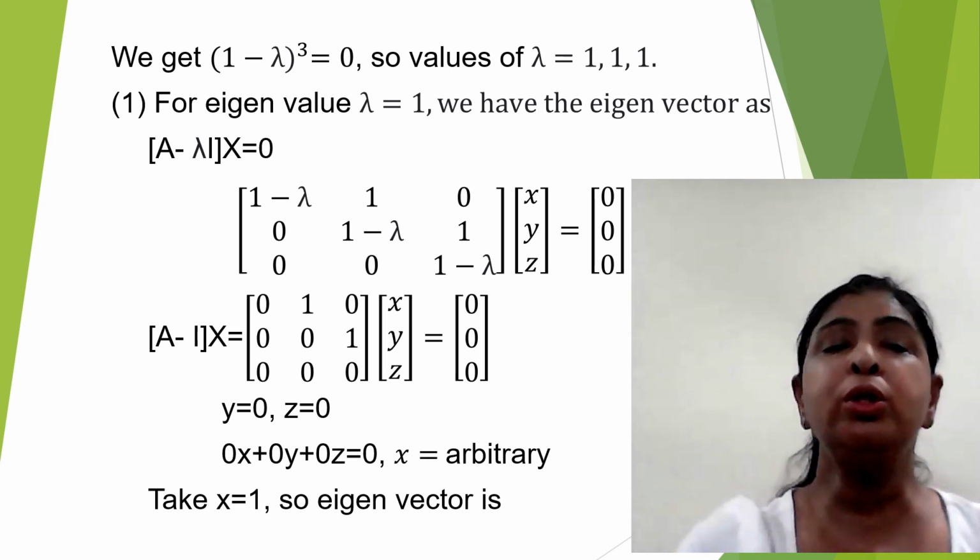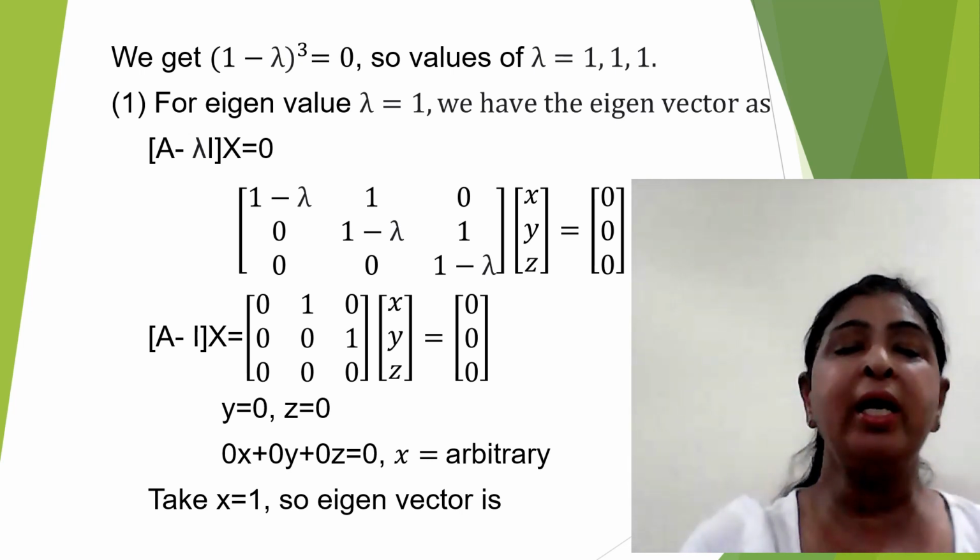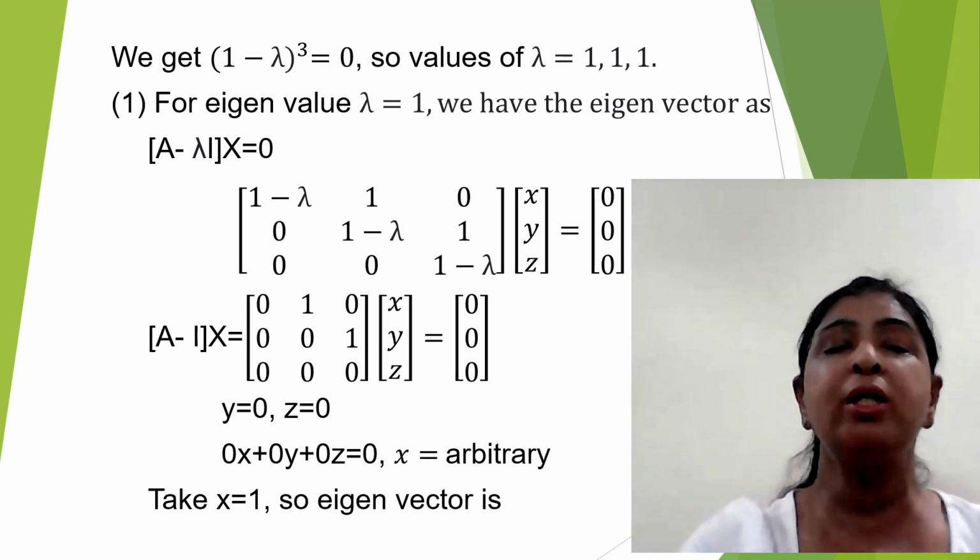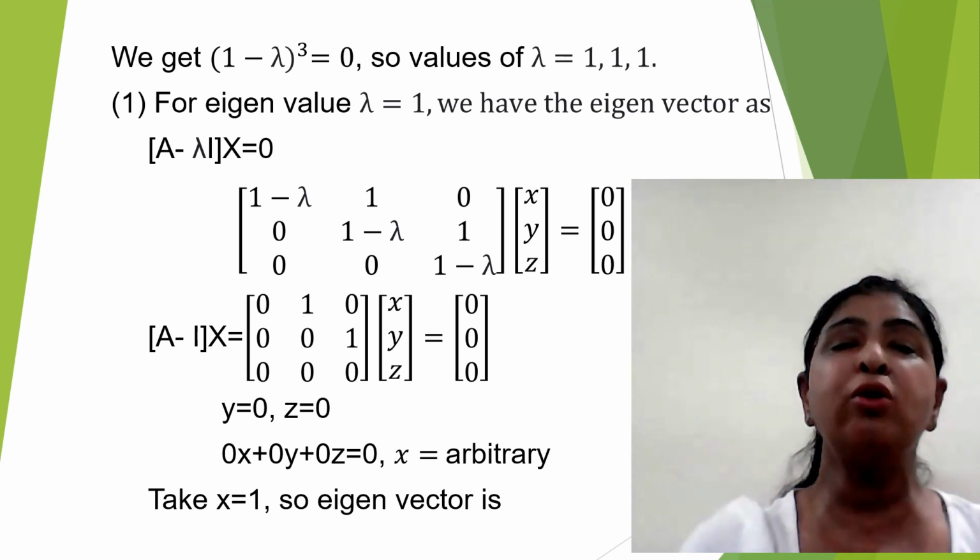equal to 0. So substituting all these values and solving it out, you will get (A minus I) x is equal to 0, where the first row will be 0, 1, 0, the second row will be 0, 0, 1, the third row will be 0, 0, 0. So when you solve it out, you will get 0 into x plus 1 into y plus 0 into z is equal to 0.